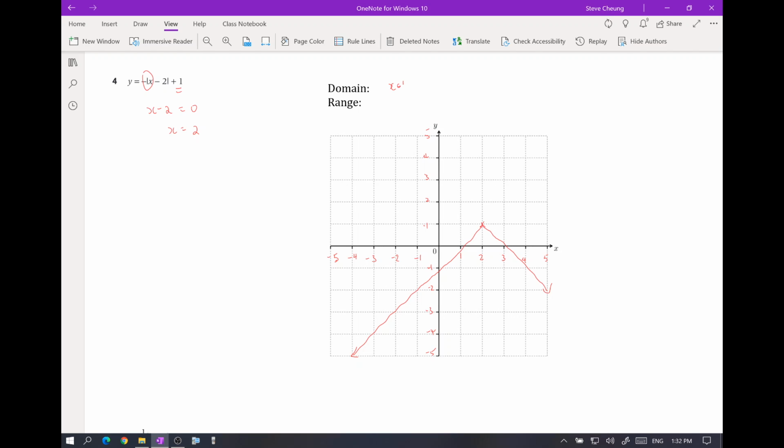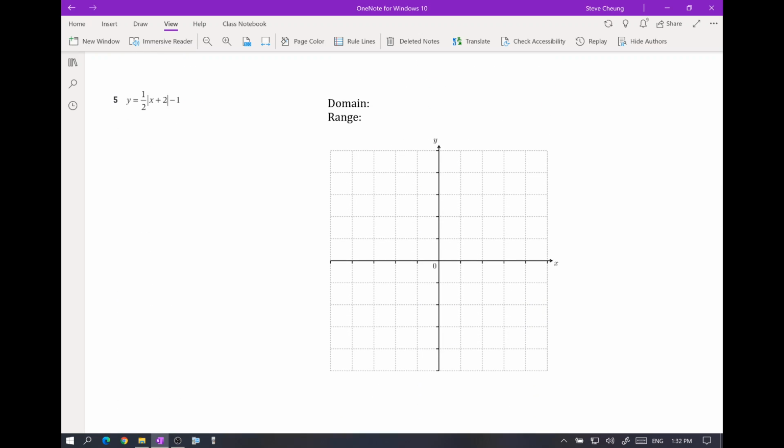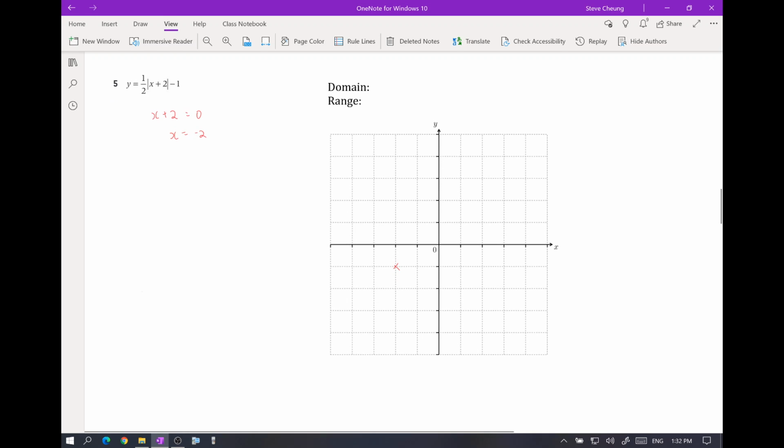Domain, you should know by now, it's all real numbers. And y in this case is anything less than or equal to +1. So we can set the inside equal to 0 first. So there is going to be -2 for the x coordinate, -1 for the y, so that's the vertex.